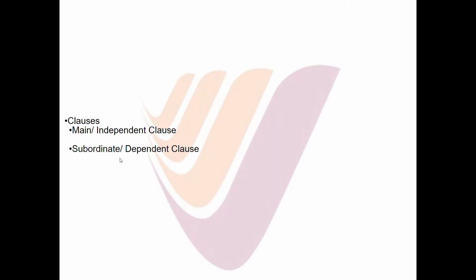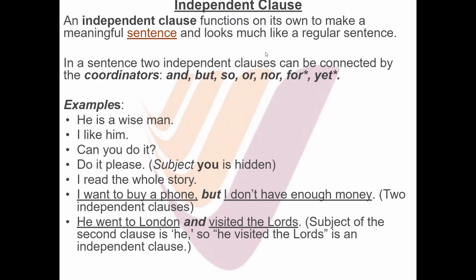Okay, remember. So, what is an independent clause? An independent clause functions on its own to make a meaningful sentence and looks much like a regular sentence. In a sentence, two independent clauses can be connected by coordinators: and, but, so, or, nor, for, yet.